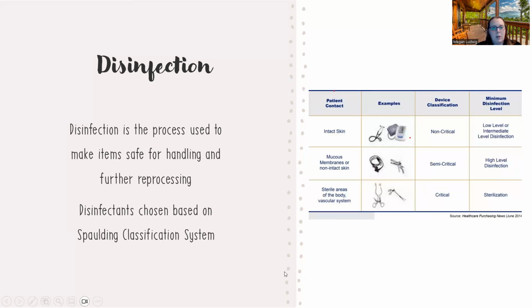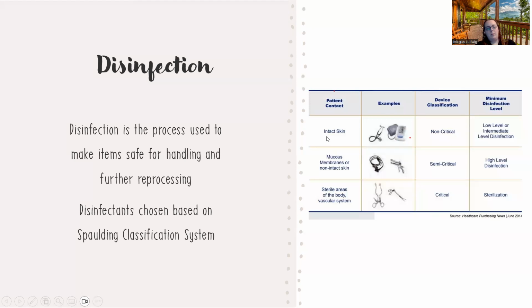You're disinfecting something. Now, there's a lot of ways to go about doing this, and we use something called the Spalding classification system. Okay, that's what this little chart is here. So the Spalding separates items based on patient contact, and it dictates the level of clean that it needs to be based on the patient contact.